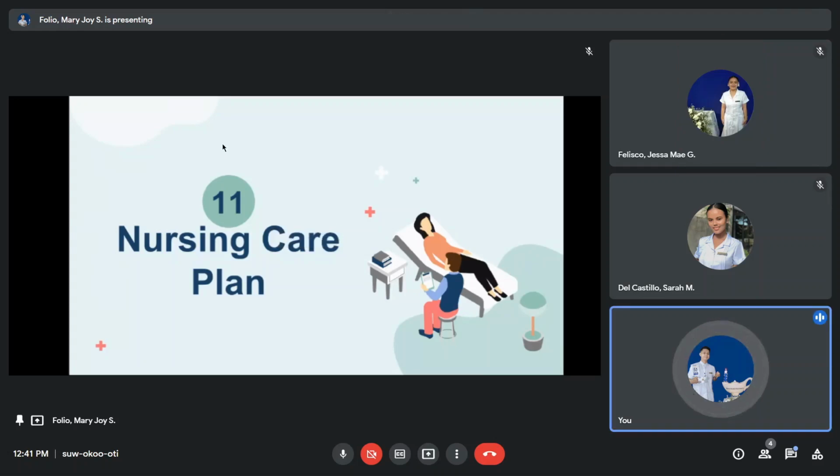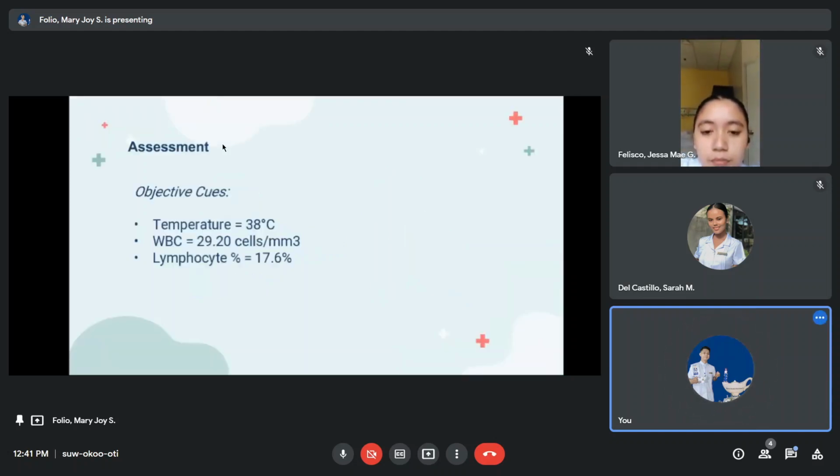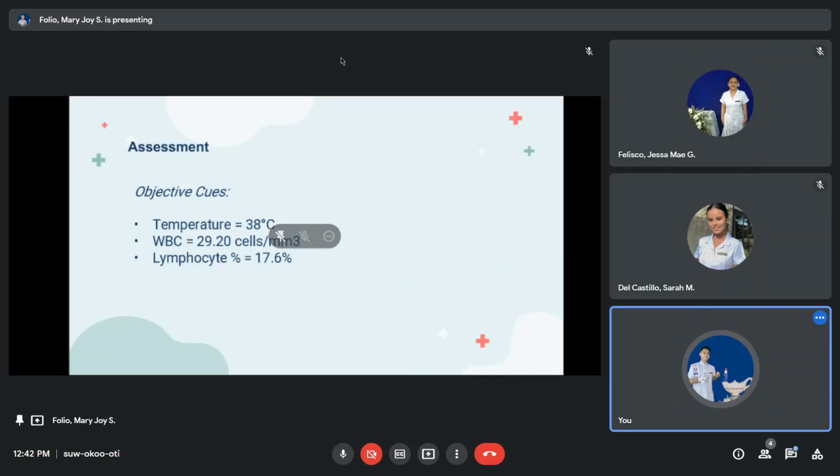Okay, so now we will be discussing the nursing care plan for our specific case. For the first assessment, we have the objective cues. The temperature of the baby upon initial care was 38 degrees Celsius, and upon laboratory testing, the CBC of the baby, results were obtained, and we gathered data.